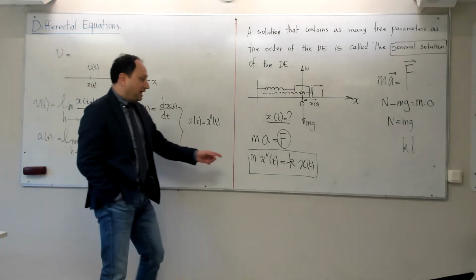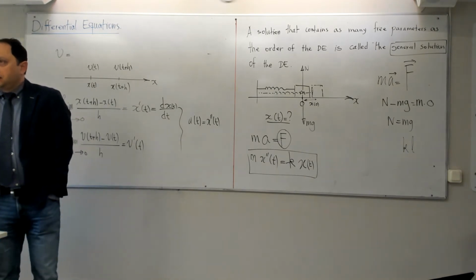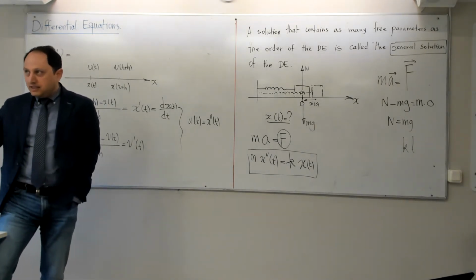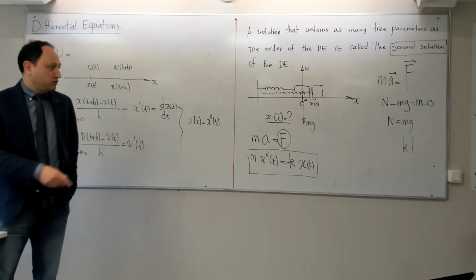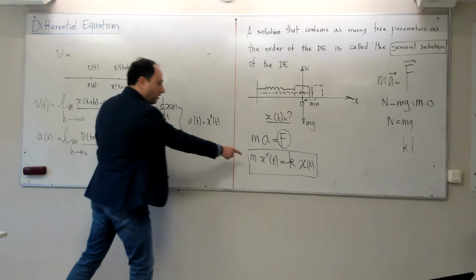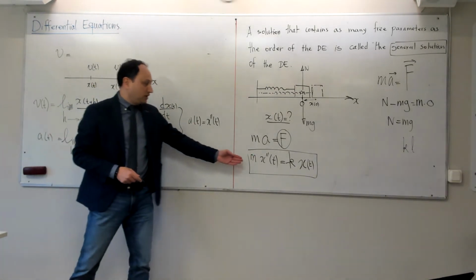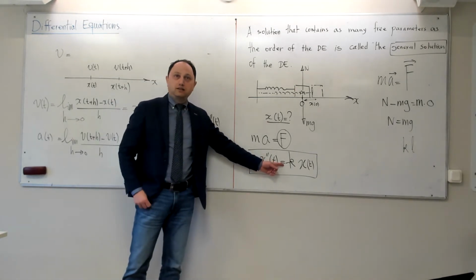But do you think x of t is a number or not? X is a number which depends on t. So it means x is a function of t. And what you are looking to find is x as a function of t. So this is not a normal equation. It is an equation, it includes an equality.